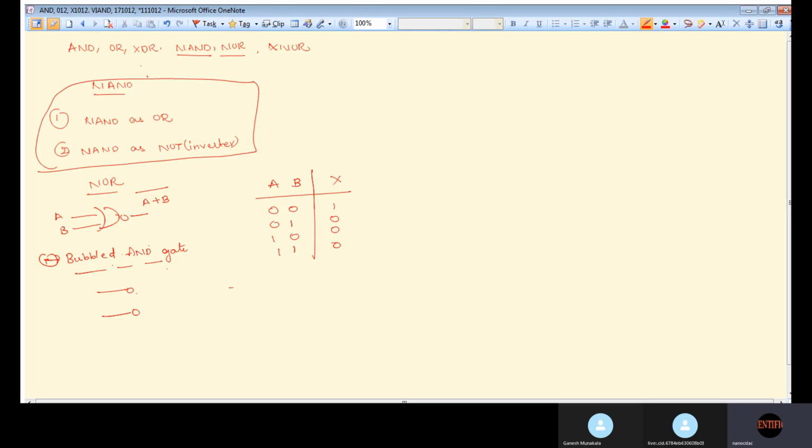Now look. This is the bubbled AND gate. Here this is A and this is B. Here we get A bar and this is B bar. What is the output here? You are getting A bar, B bar. X is equal to A bar B bar is the output you are getting. This is called a bubbled AND gate. We can write it as X is equal to A plus B whole bar is equal to A bar into B bar.